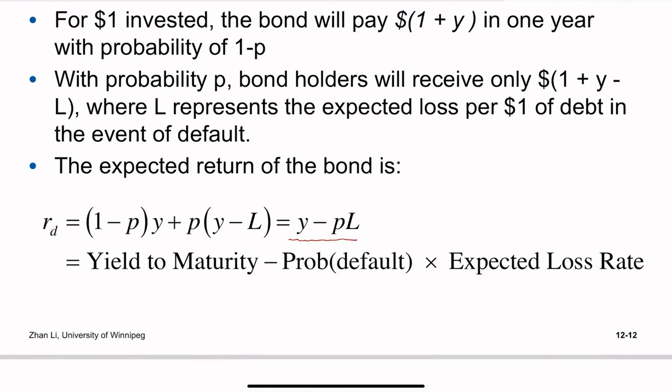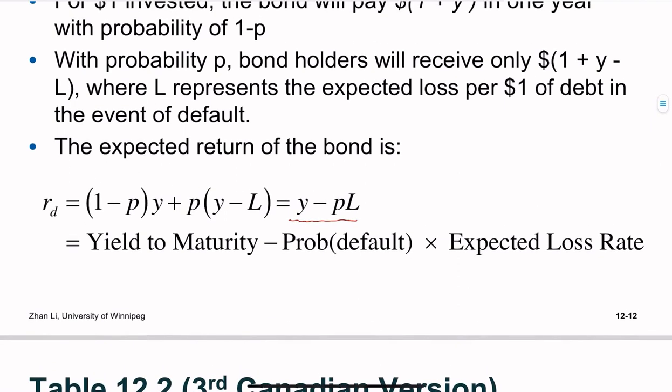So you have this, right? It's exactly the formula here. And you can see that it does make sense. It basically means that the expected return from this bond is the yield minus the probability of default times the expected loss rate. If there is a higher probability of default, or if the loss is larger in the event of default, then the expected return of the bond will be lower, right?